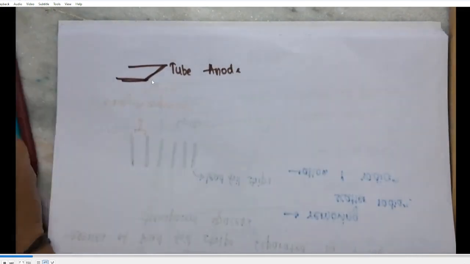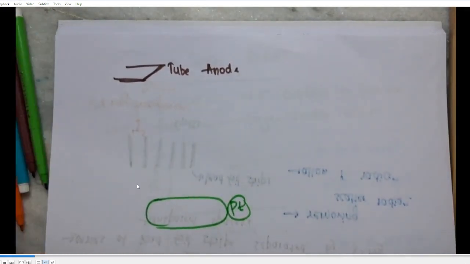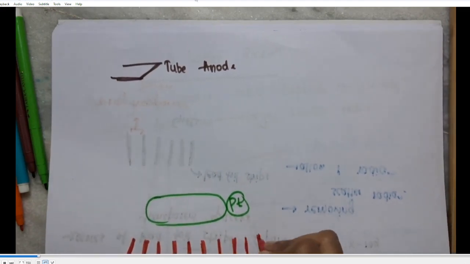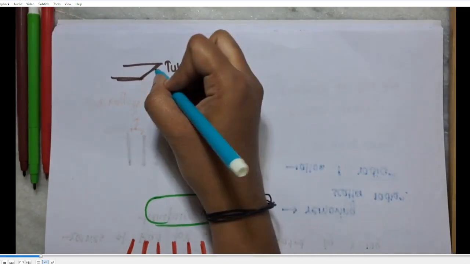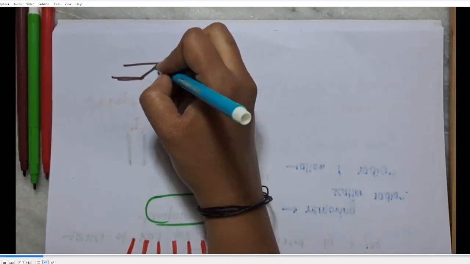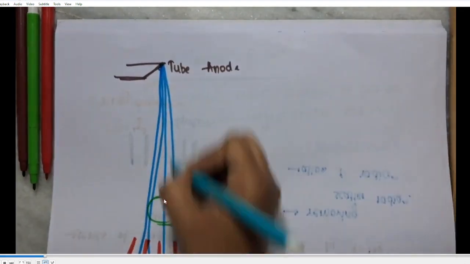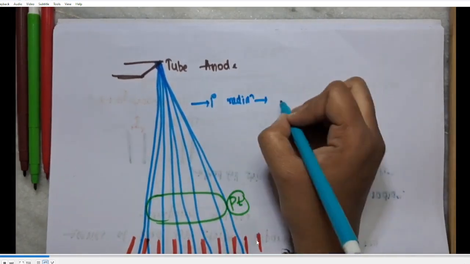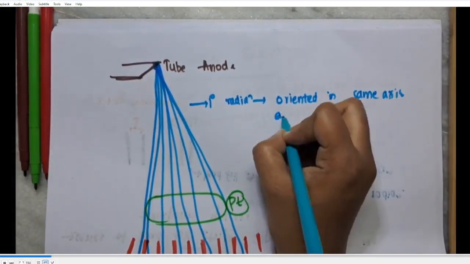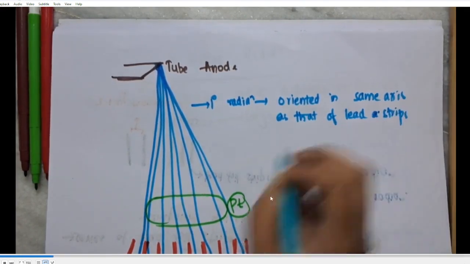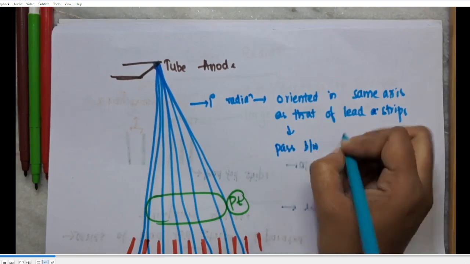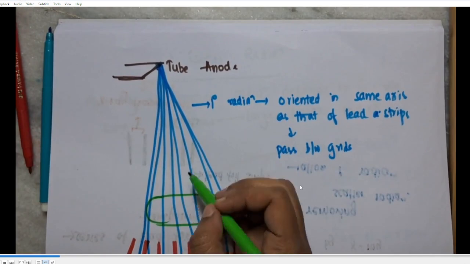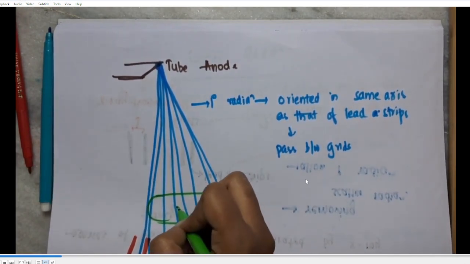If this is the tube anode, from here the X-rays are produced. This is the patient, and behind or beneath the patient the grids are placed. The X-rays or primary radiation will pass through these lead strips. So primary radiation is oriented in the same axis as the lead strips and passes between the lead strips to reach the film, and thus it is unaffected by the grid.